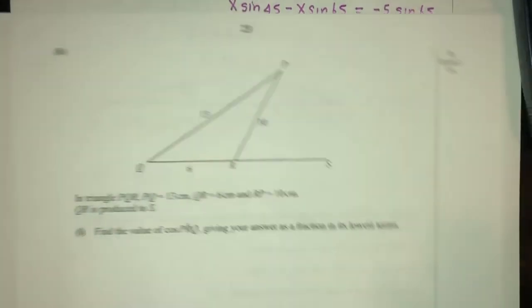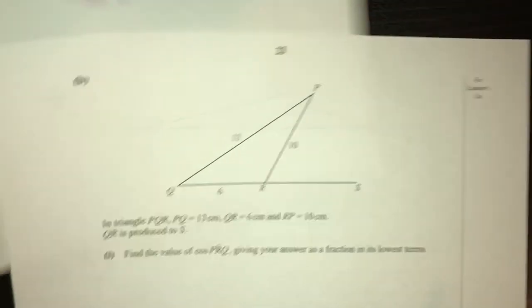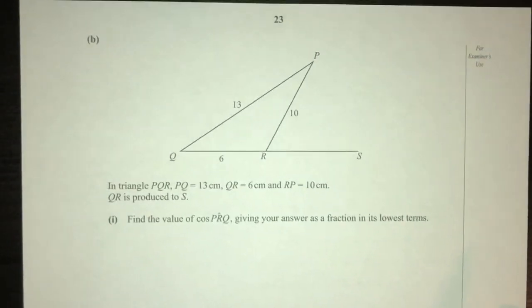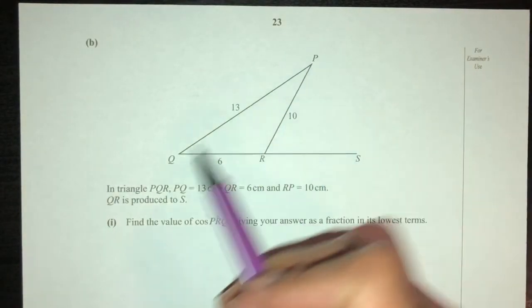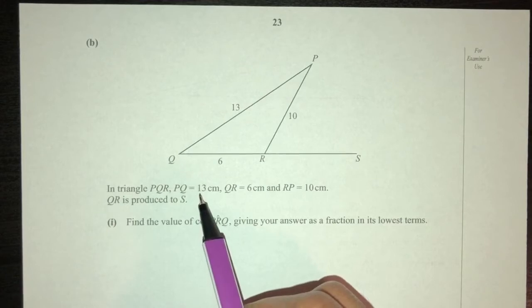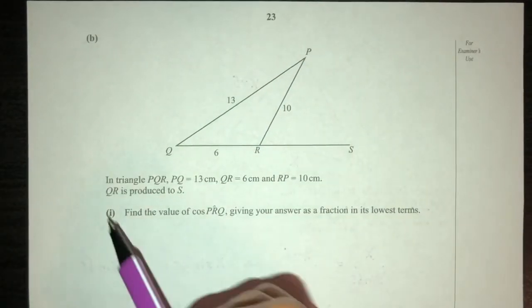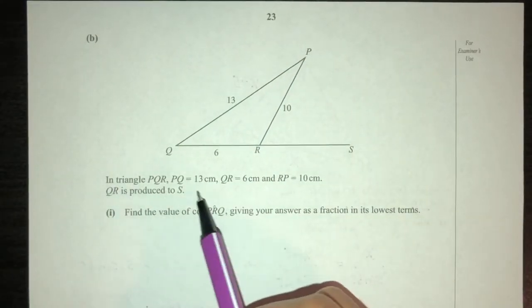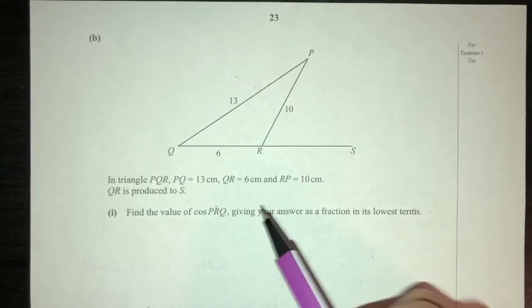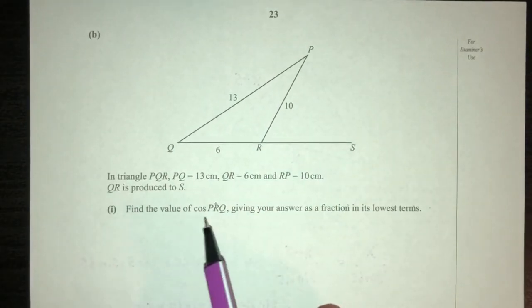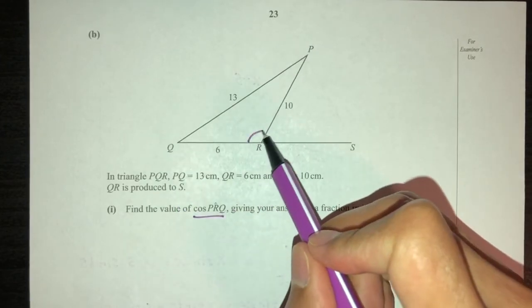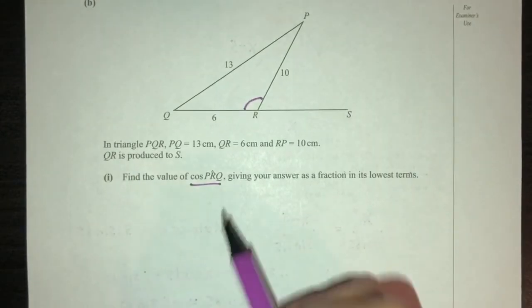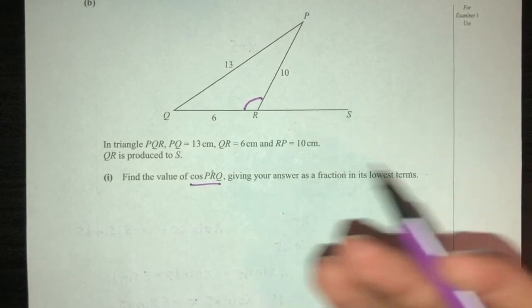Now let's move on to question part B. So in triangle PQR, we have all the sides given to you. We have to find the value of cos PRQ. So PRQ is this angle. So how would you find cos PRQ? We have to use your cosine rule.